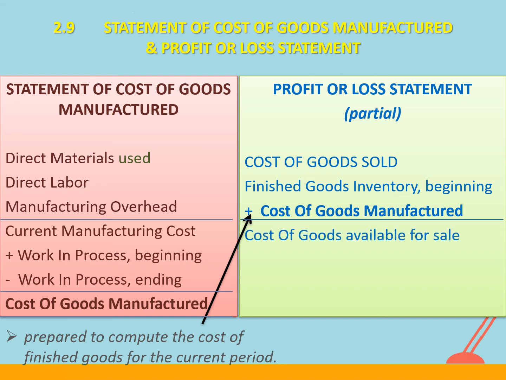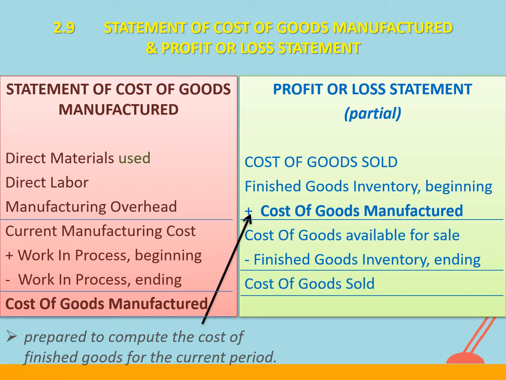The sum of these two will give us cost of goods available for sale. We will then minus the finished goods inventory ending, and that will give us cost of goods sold.